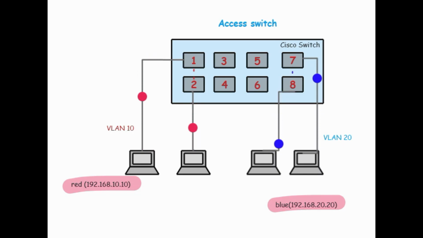For example, imagine you have three departments: sales, HR, and engineering. Instead of connecting everyone into one big broadcast domain, you can create separate VLANs. Let's say VLAN 10 for sales, VLAN 20 for HR, and VLAN 30 for engineering. This improves security, organization, and performance because traffic from one VLAN doesn't mix with another unless we route it intentionally.